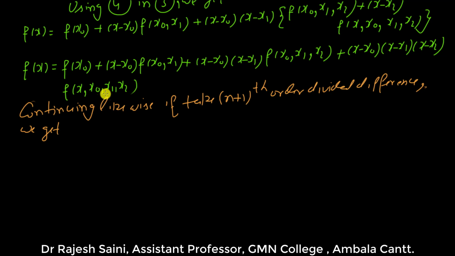what will we get? You look here, this was the result obtained by putting the result from the third order divided difference into the preceding equation. And what is the result?